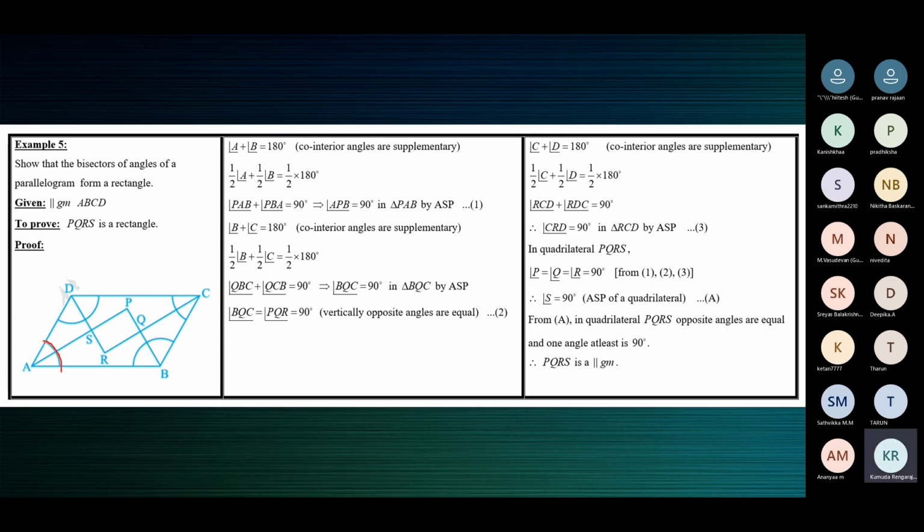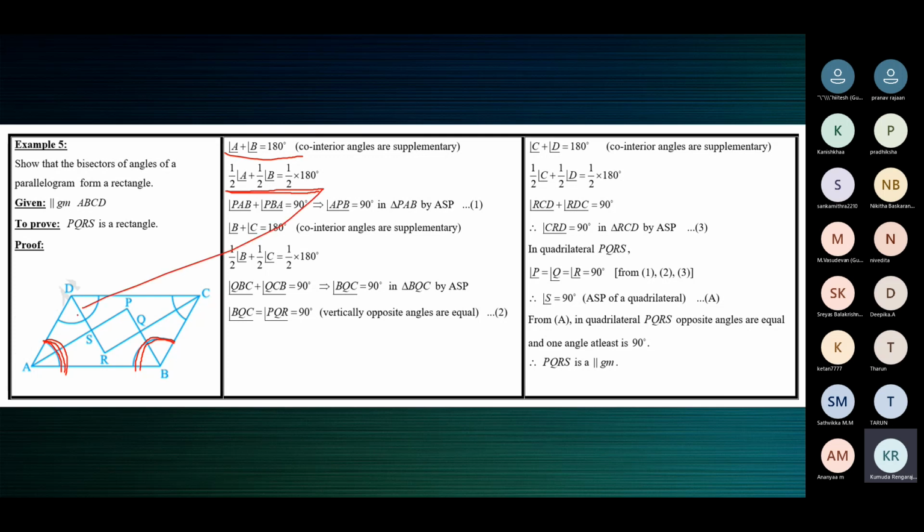So we know that in a parallelogram, adjacent angles are supplementary. So angle A plus angle B is equal to 180. Let's divide by 2 throughout. So half of angle A plus half of angle B is equal to half of 180. A plus B is equal to 180 because co-interior angles are supplementary. Then we divide by 2 throughout. So half of angle A plus half of angle B is equal to half of 180.